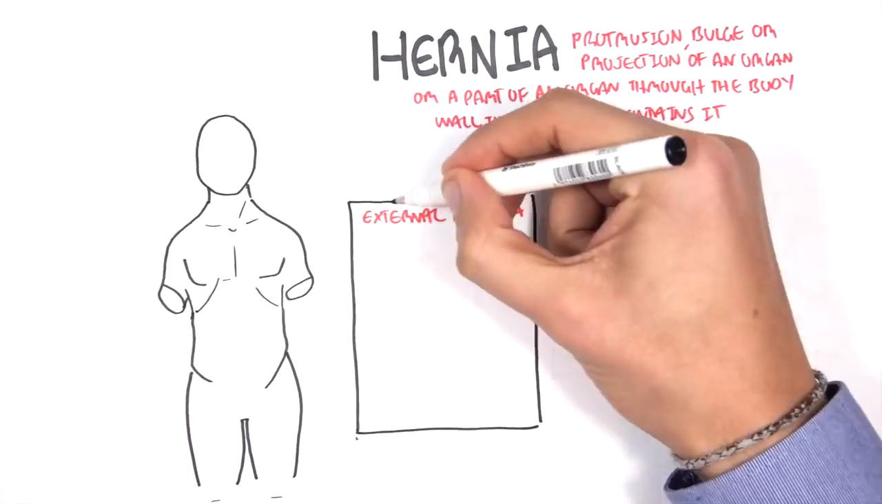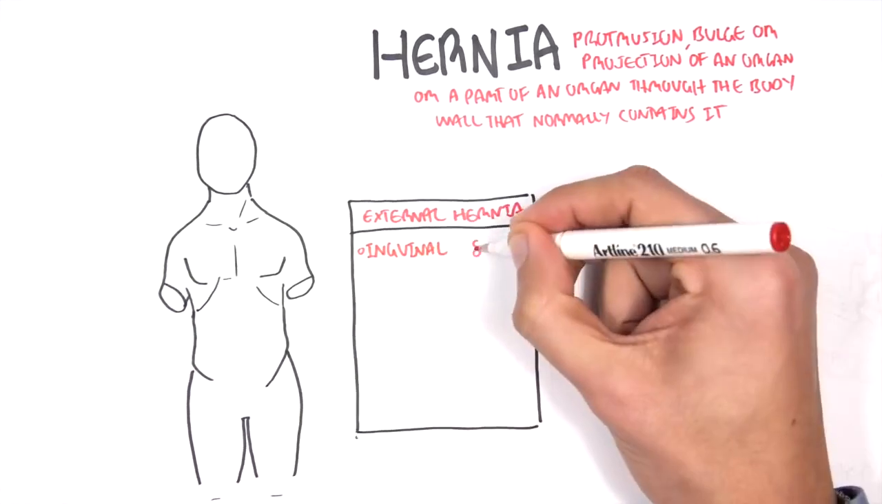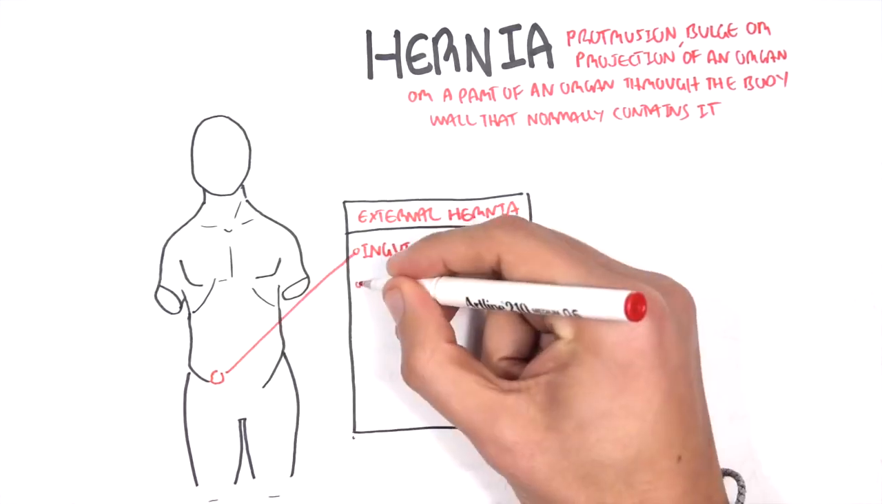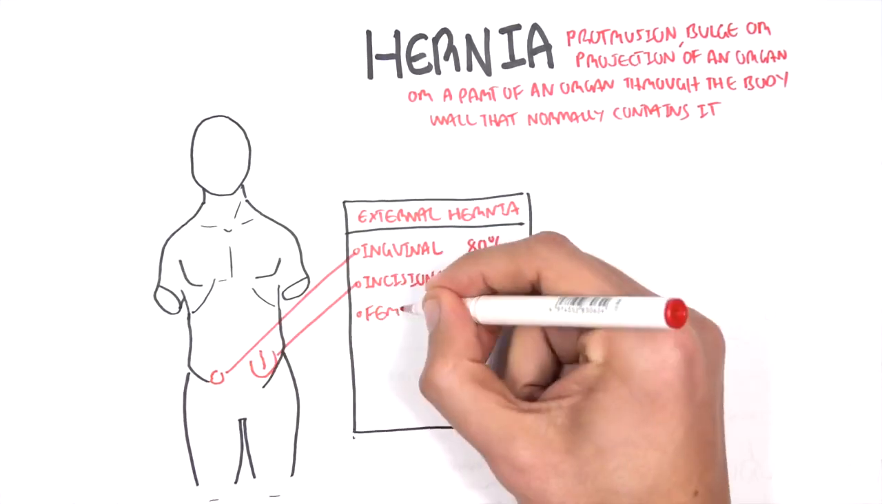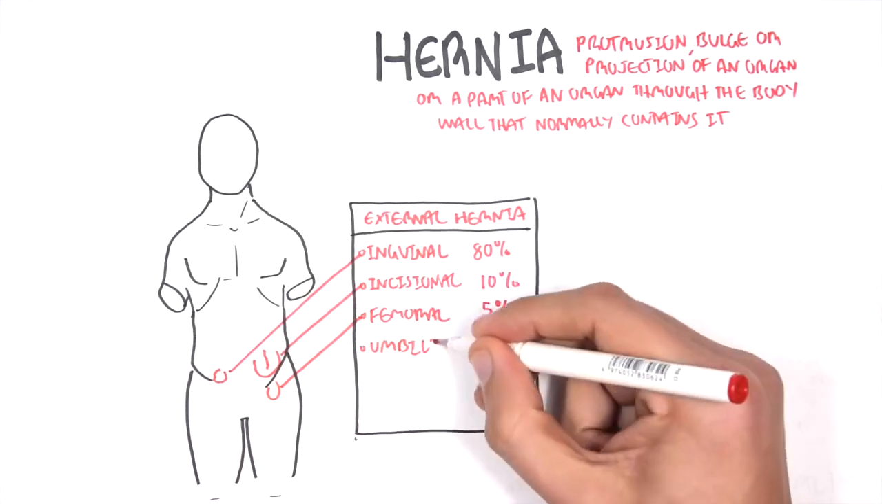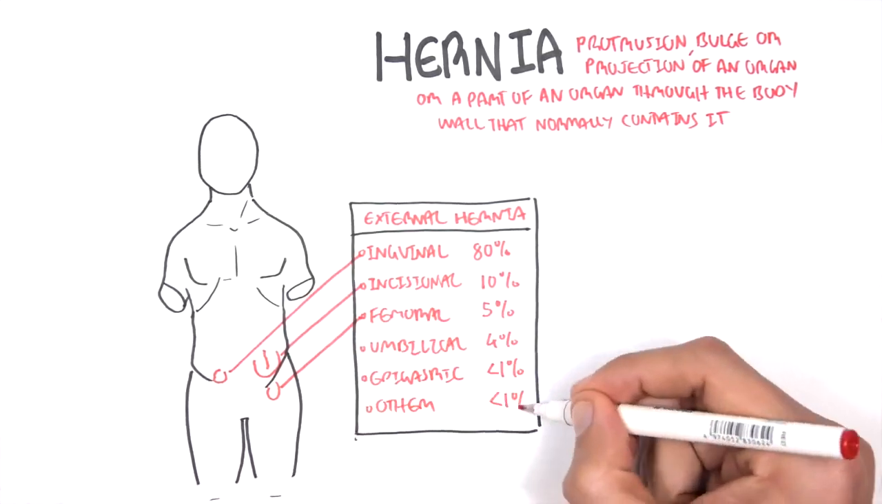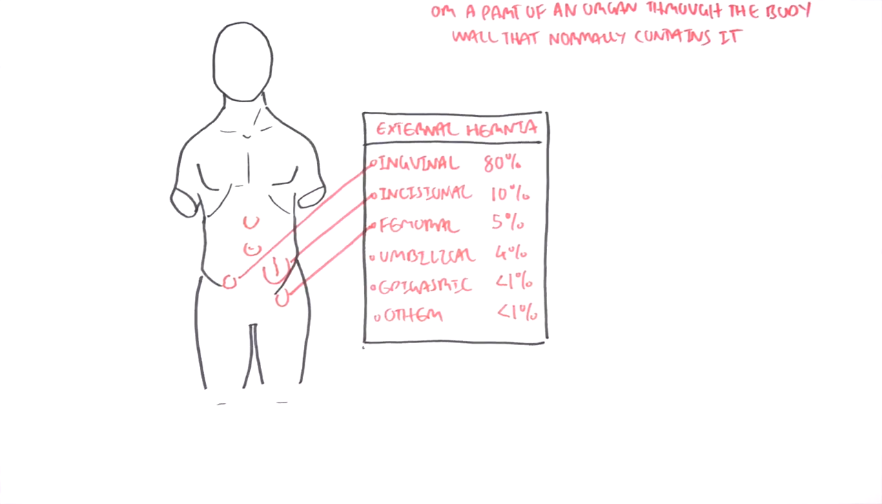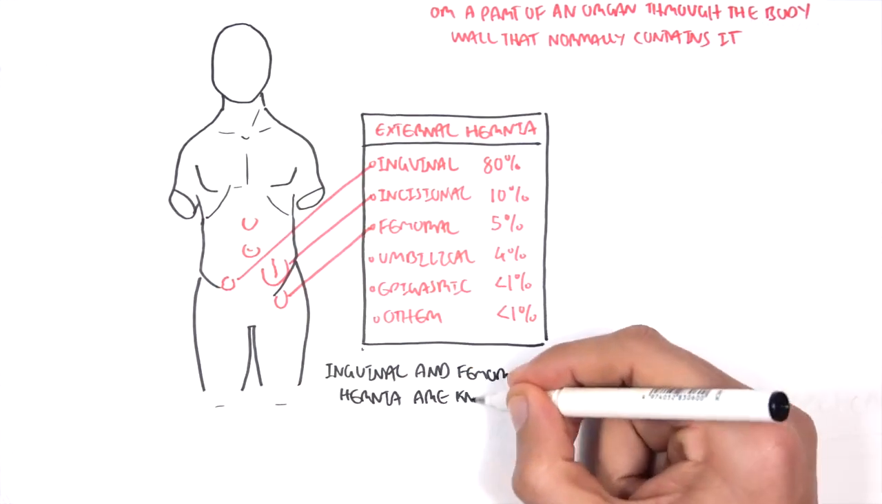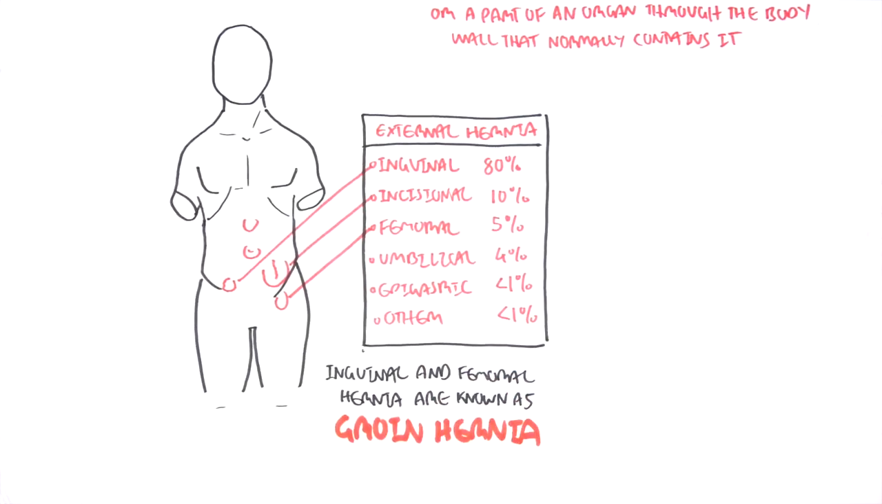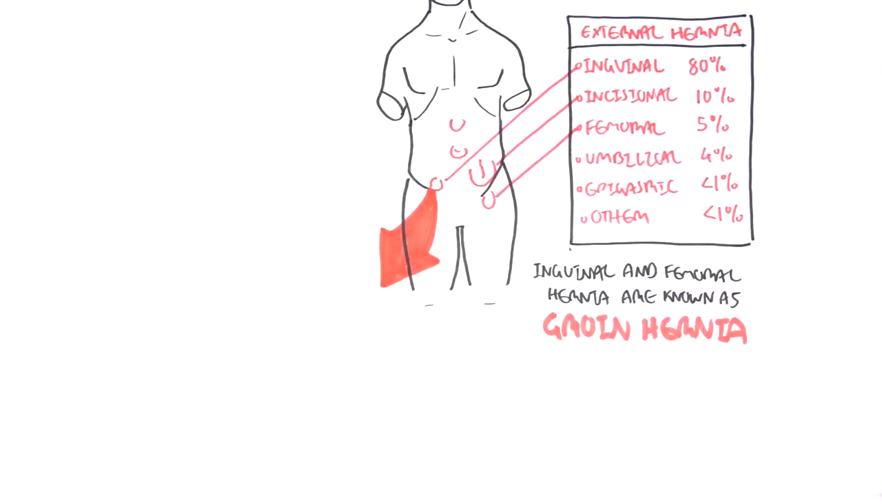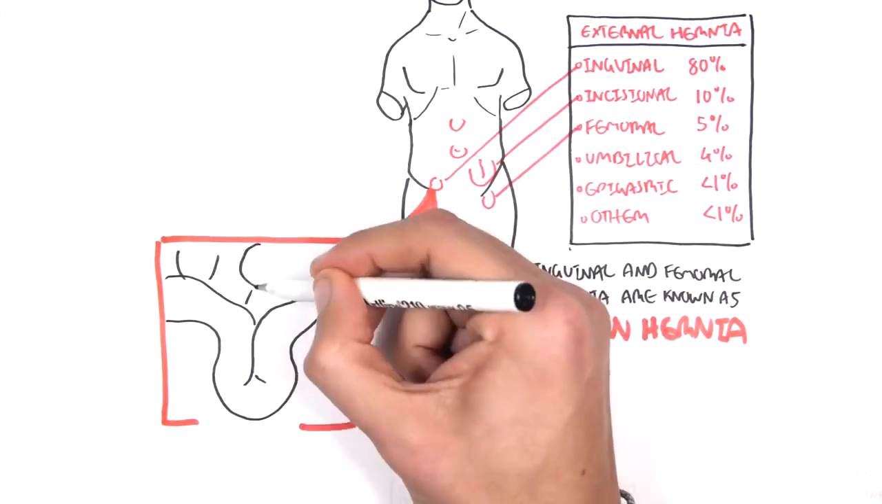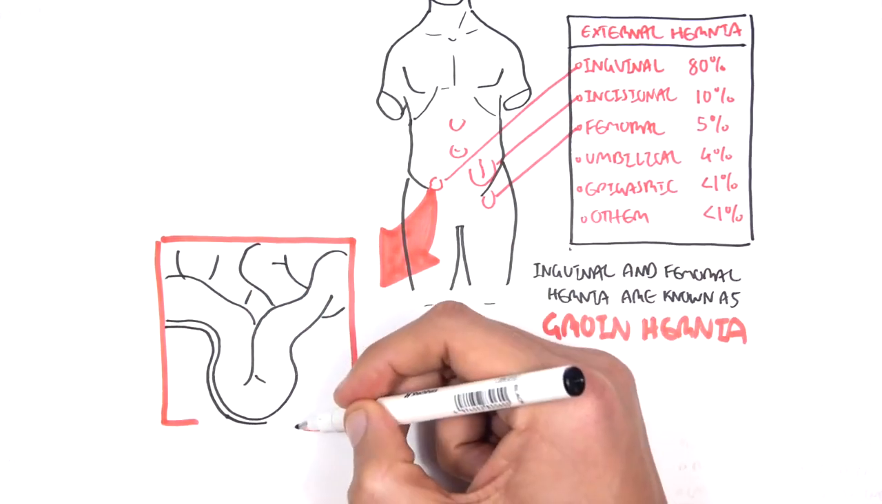Now, external hernias include inguinal hernia, which is the most common of all these, at 80%. Then you have incisional hernia, 10%, femoral hernia, 5%, umbilical hernia, 4%, epigastric hernia, less than 1%, and then others. The inguinal hernia and the femoral hernia are known together as groin hernias because they occur around the groin area. So let us talk about the inguinal hernia mainly here, because it is the most common.